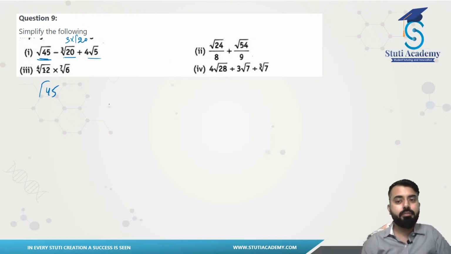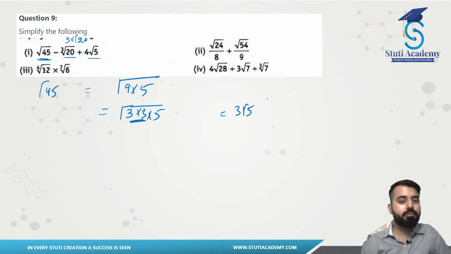Square root 45. Can you write it like this? 9 into 5, right? And can you write 9 like this? 3 into 3 into 5. This is a square. It will be 3 root 5, right? And this is 3 into square root 20, right?